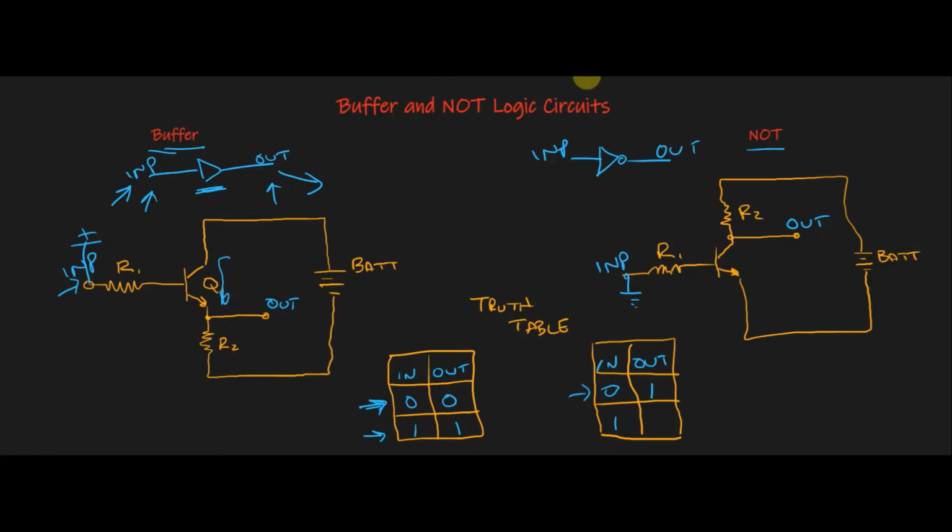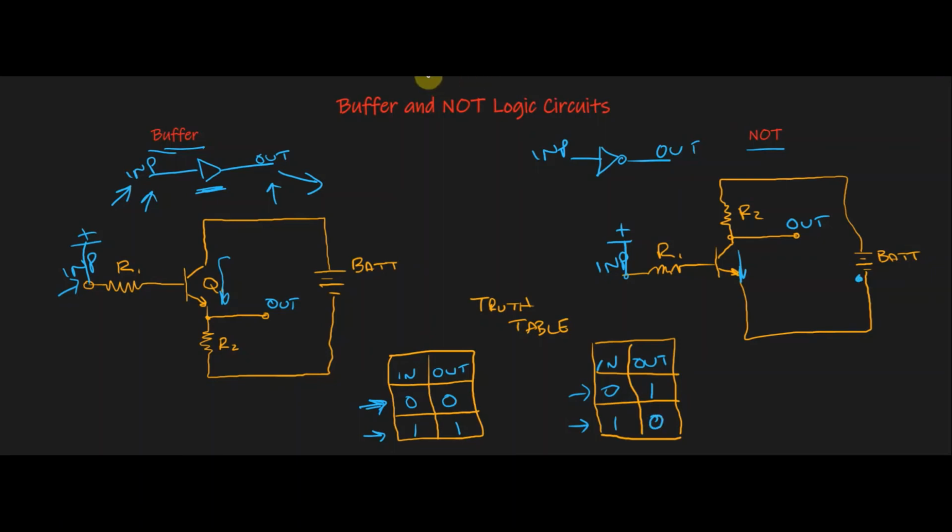But if our input is pulled high, meaning it goes up to VBAT or it's turned on, then our transistor conducts, we get current flow, and therefore our output is grounded. So we get a 0.